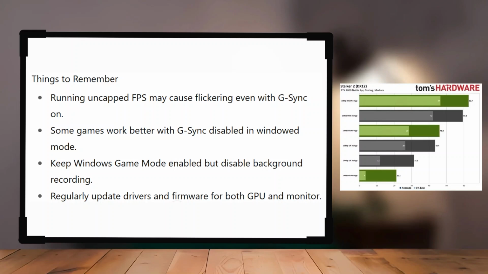Some games work better with G-Sync disabled in windowed mode. Then, keep Windows Game Mode enabled but disable background recording. Finally, regularly update drivers and firmware for both GPU and monitor.